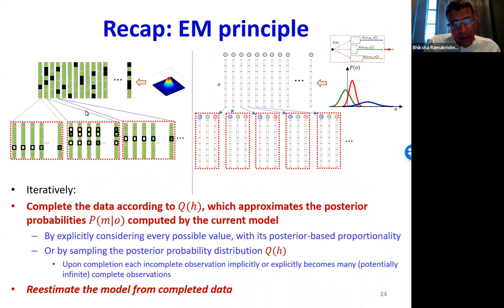And then once you have filled up the missing components, you re-estimate the model from the completed data. And there are two ways to do it. Once you have a Q of H, you can explicitly consider every possible value for the missing components with a posterior-based proportionality, or you can simply sample Q of H to fill in the missing components. And of these, explicitly considering every possible value is the theoretically better thing to do, but it's only going to be feasible if that gives you a closed form mathematical formula, which it often won't. In those cases, you will have to use sampling.